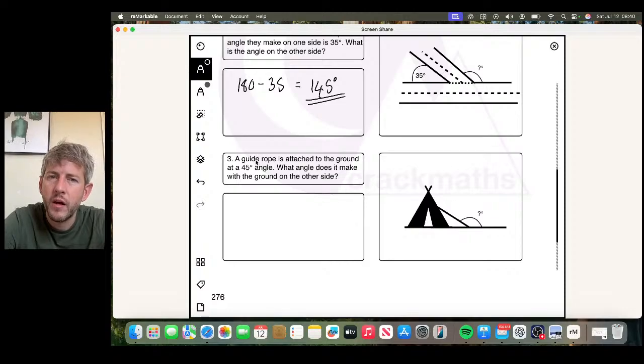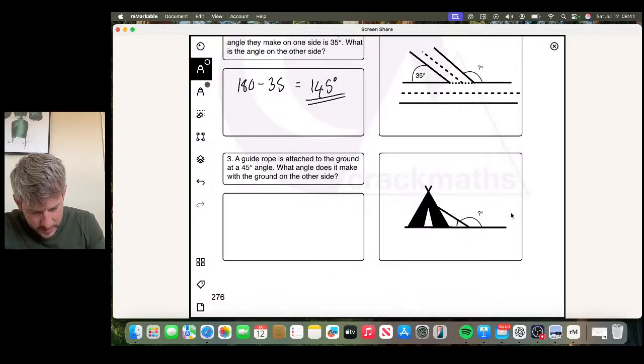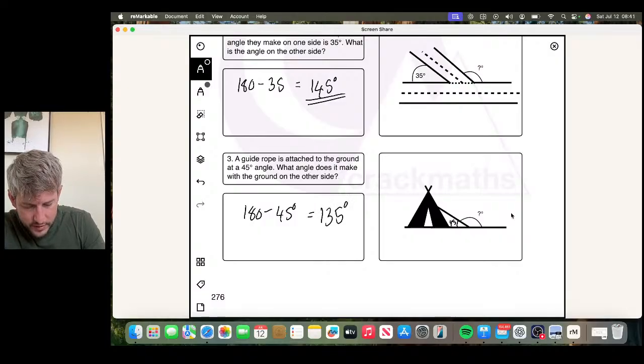Right, a guide rope is attached to the ground at a 45-degree angle. Okay, what angle does it make with the ground on the other side? Okay, so this bit here is our 45, so this is going to be 180 take away 45 degrees, and that will equal 135 degrees here.